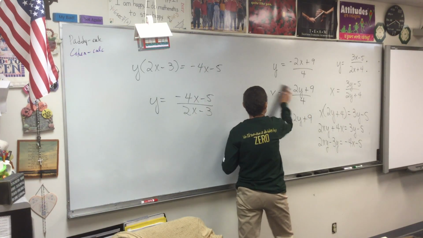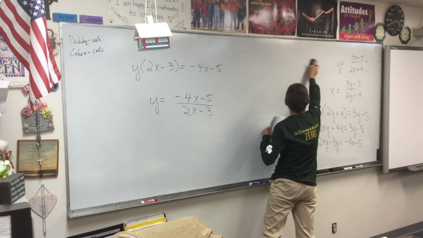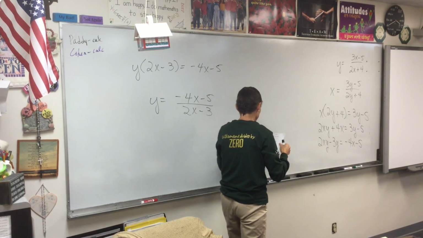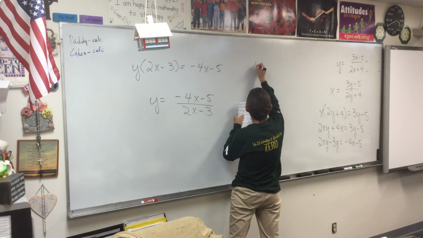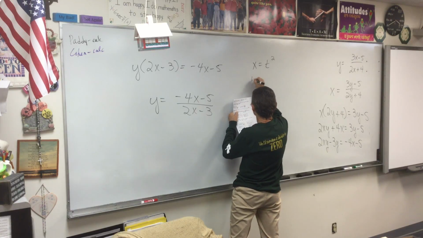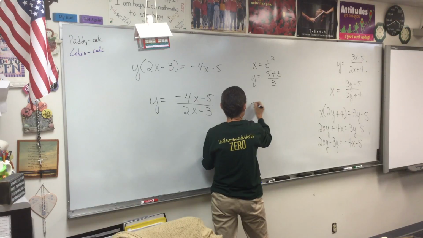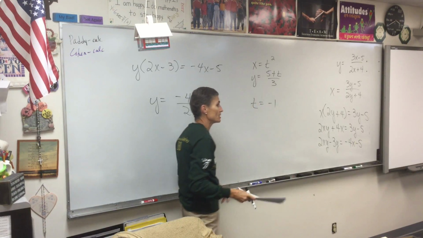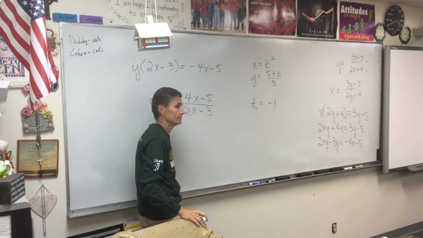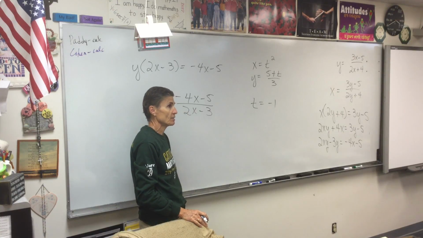Number 9. Come on, stay with me so you have less homework to do. x equals t squared, y equals 5 plus t over 3. Do not make this hard. They're telling you t is negative 1. What do you think you're supposed to do?